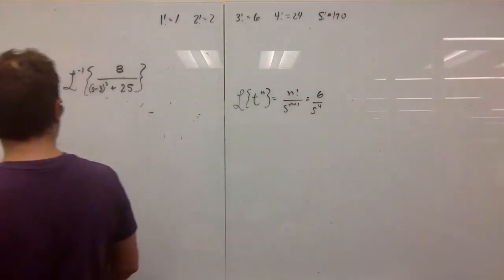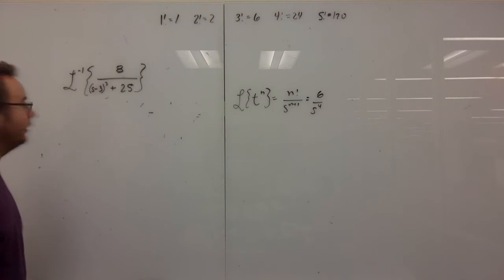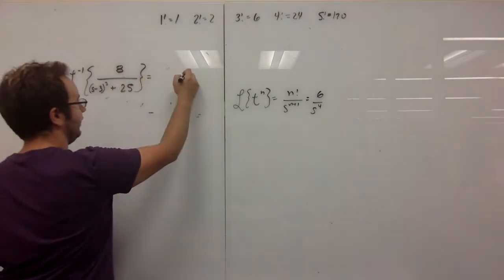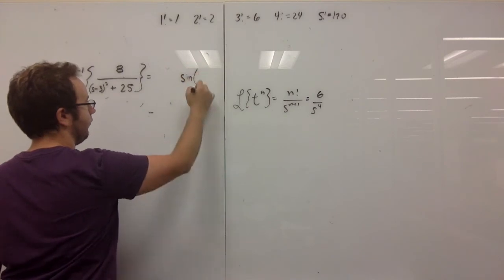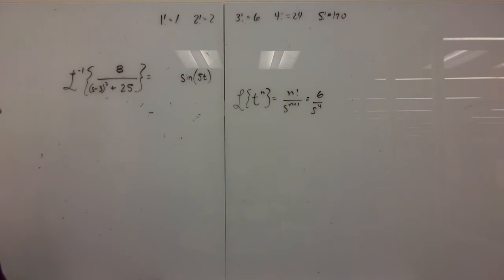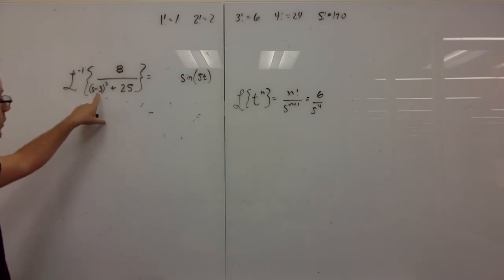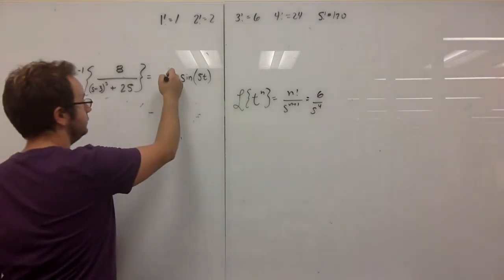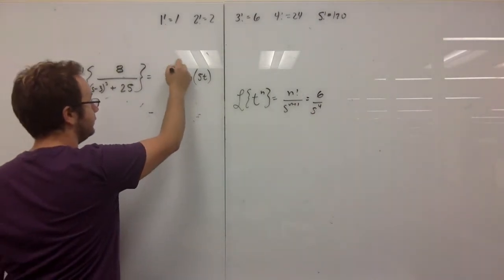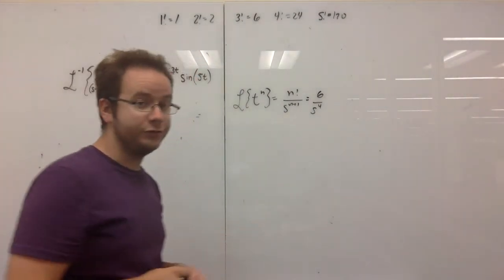Anyway, what are we dealing with here? What's your first instinct? What kind of function? Not a cosine, because a cosine will have an s in the top, so this is a sine. Sine of what? 5t. What else is involved? A shift. And how much? 3. So I should have an e to the 3t out here, not t to anything. A shift is caused by that exponential term.